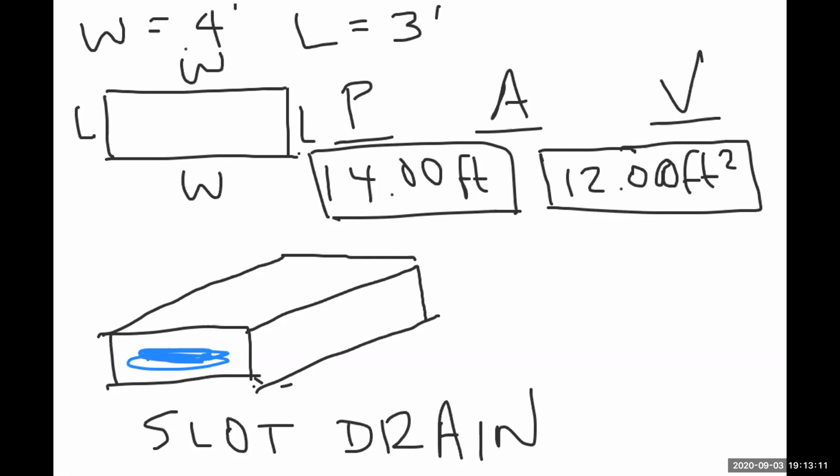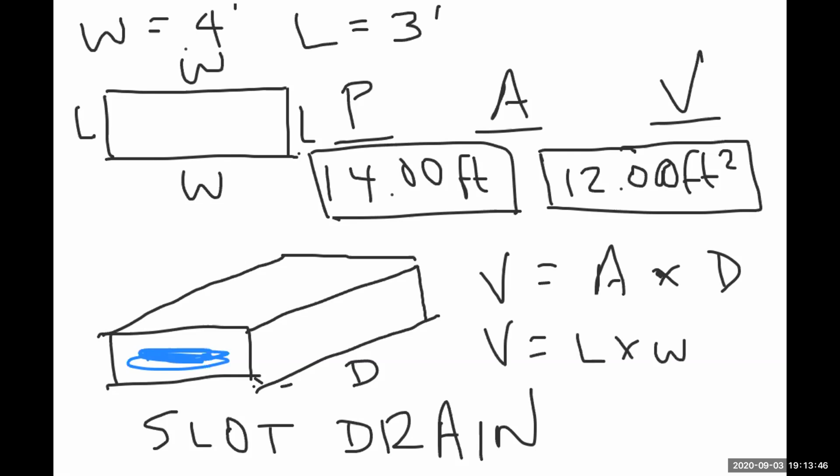A slot drain, again, allows water to pass through. So we want to know the maximum capacity of that slot drain and how much water it can hold. So again, we take the area. The volume equals the area times the depth of that structure. So the volume is length times width times depth.